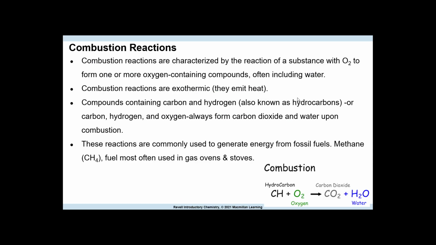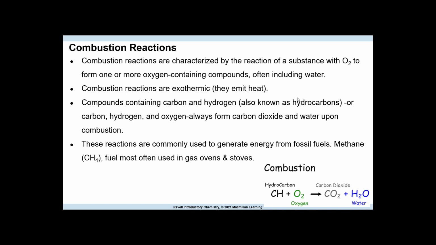So this is a slide from one of my other courses. It's just another breakdown. Combustion reactions are characterized by the reaction of a substance with oxygen to form one or more oxygen-containing compounds, including water. Combustion reactions are exothermic. That's just a fancy way of saying they put out heat. So think of a fire. When you're starting a fire, it will warm the room.